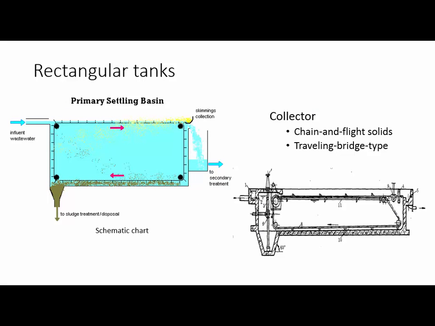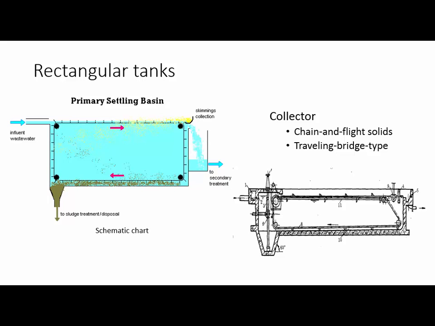And from the picture, you can see the primary settling basin. It has 4 parts, and here is the inlet part, and this is the outlet part, and this is the settling part, and you can see the sludge storage part here.